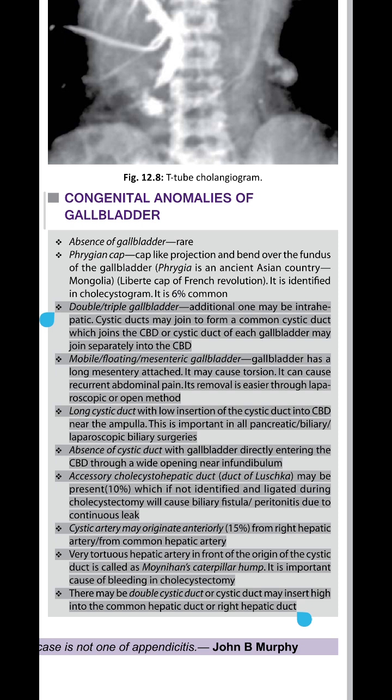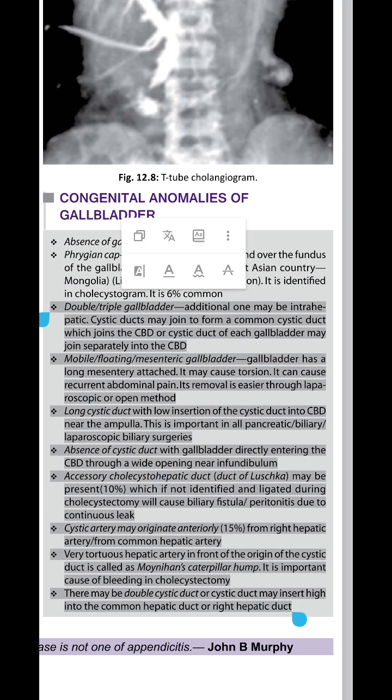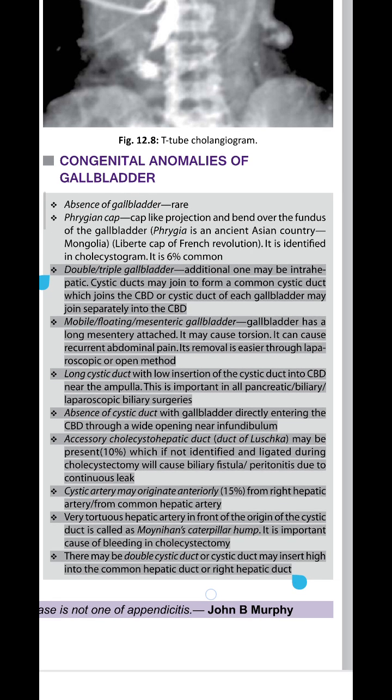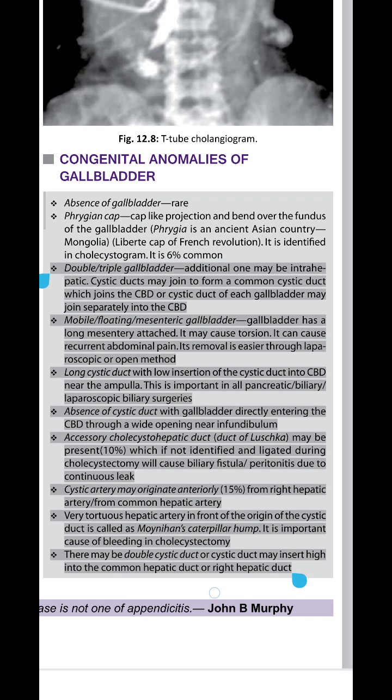Mobile, floating, mesenteric gallbladder. Gallbladder has a long mesentery attached. It may cause torsion. It can cause recurrent abdominal pain. Its removal is easier through laparoscopic or open method. Long cystic duct with low insertion of the cystic duct into CBD near the ampulla. This is important in all pancreatic, biliary, laparoscopic biliary surgeries. Absence of cystic duct with gallbladder directly entering the CBD through a wide opening near infundibulum.